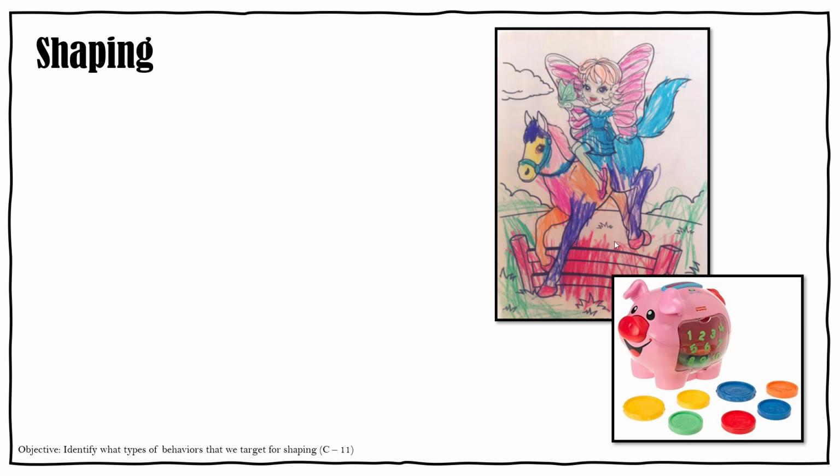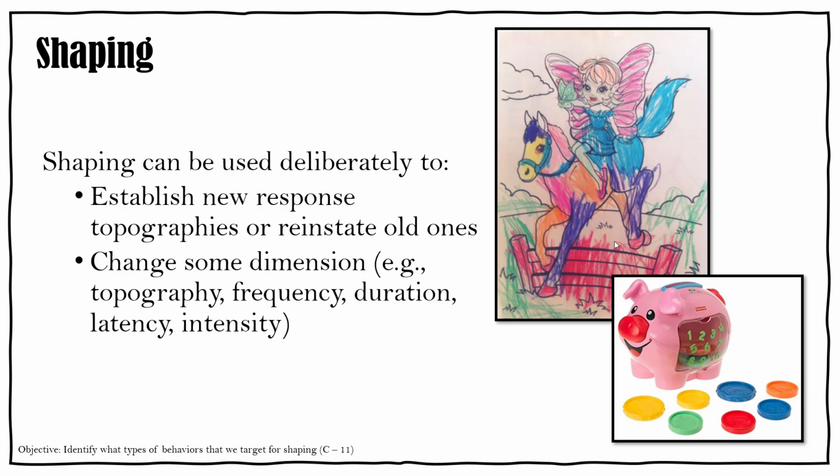And we use shaping, basically, for a lot of different things. You can use it to establish a new response. So if you have a novel behavior that the kid is not currently engaging in, then shaping is a really good procedure. Or to reinstate old responses. Or if you want to change some dimension. So if you want to change what a behavior looks like, the topography, or the frequency or the duration, or the latency or the intensity.